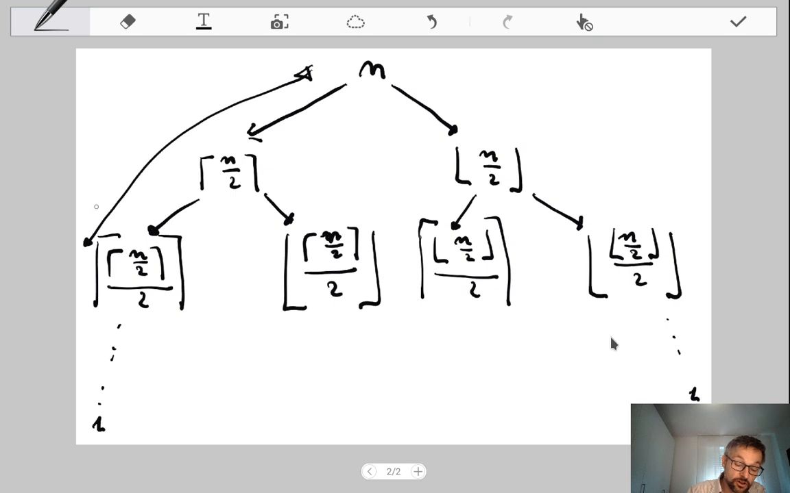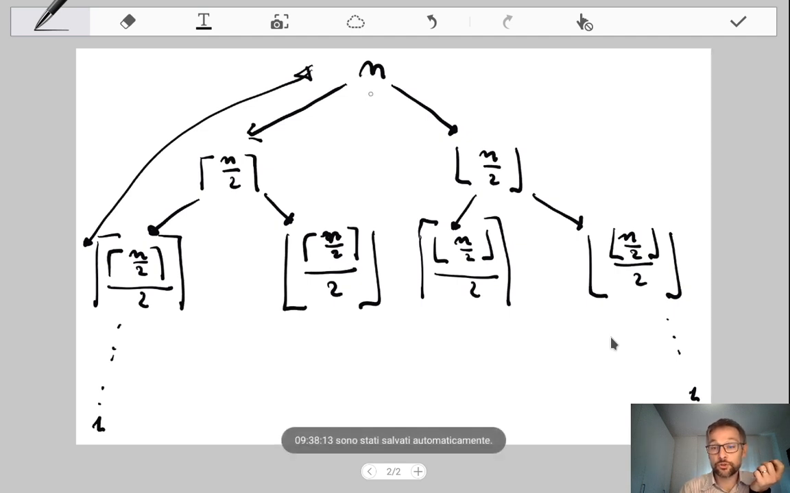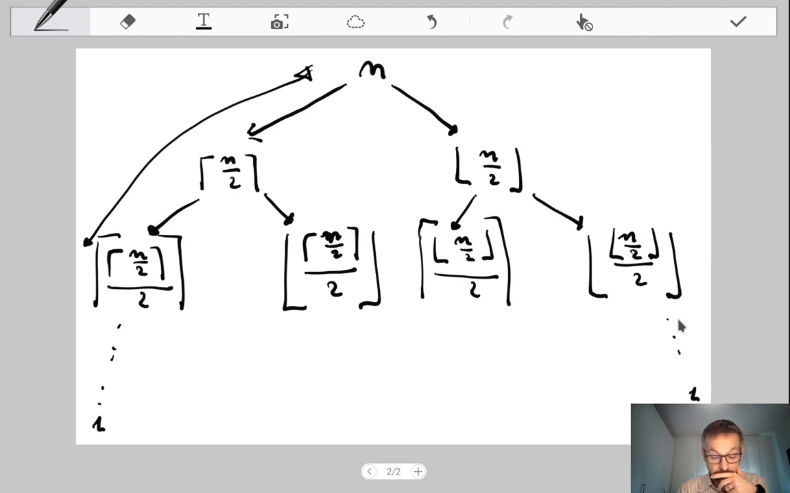Now, how long is the one on the left? Well, first of all, if n is a power of 2, all these ceilings are totally useless, and all these floors are totally useless, because you keep dividing by 2, and a power of 2 is of course divisible by 2. So the ceiling of something divisible by 2 is exactly that number divided by 2. So if n is equal to some power of 2, you end up dealing with something without ceiling and floor.